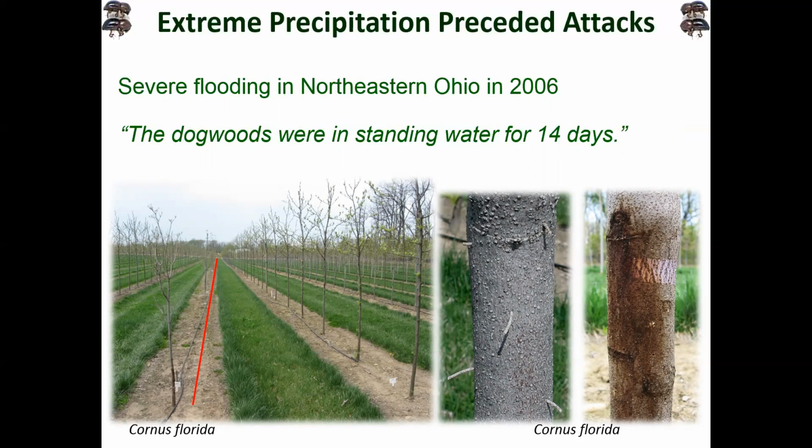And so when we talked with the grower about the history of those trees and if they were perhaps stressed in any way, he responded that, well, in fact, these dogwoods were in standing water for 14 days. That was following a severe flooding event that took place in July of 2006. So more than likely, those trees were attacked probably either right away or in the fall. And you can see here the attacks that occurred on those trees.